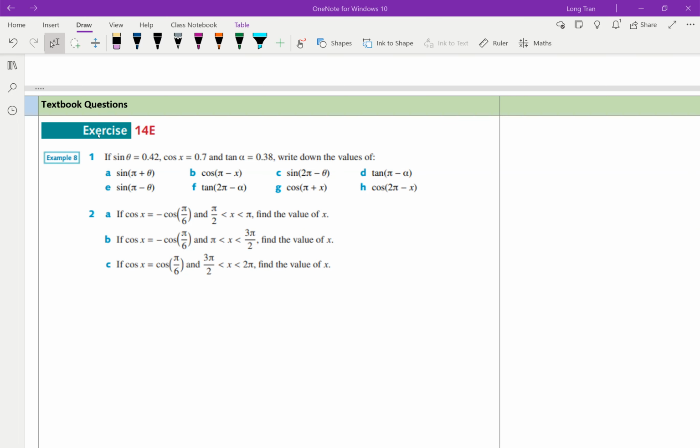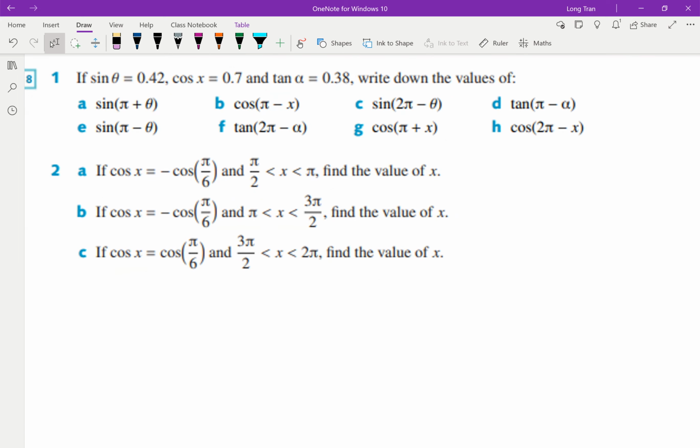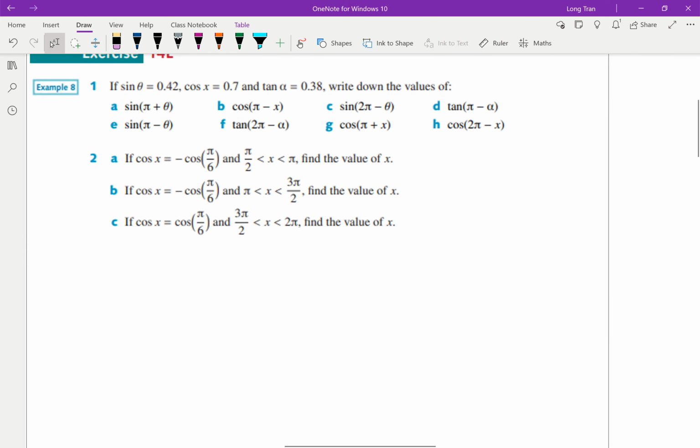Hey there, Year 11s. We're now going to do some examples of symmetry properties. I'm going to do a bit of question 1, a bit of question 2. So here we go. Let's do question 1.